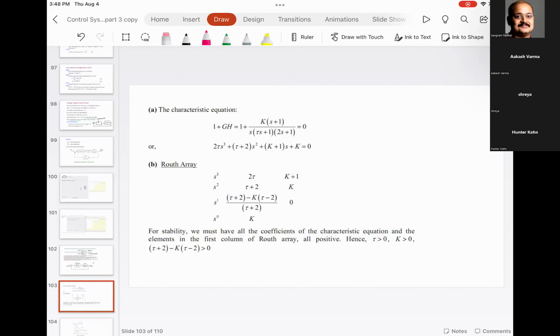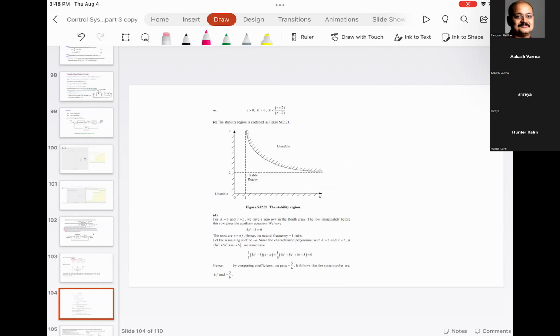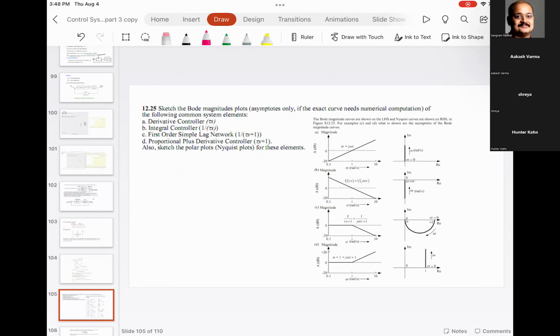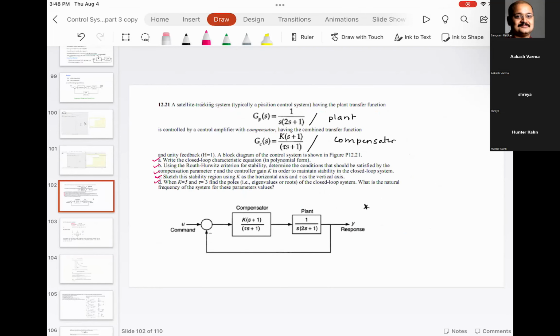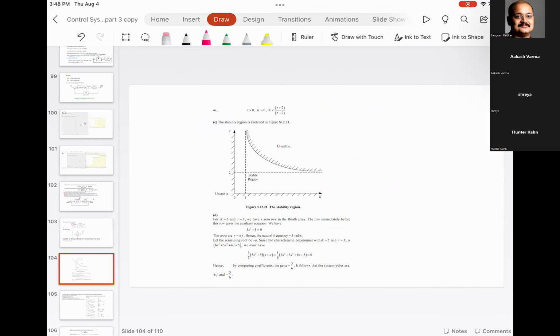So there are different ways of doing this. Either you can work out the math, write the characteristic equation 1 plus GH, construct the Routh array, and find the stability, or you can construct this region and look at the values. The second problem, I would encourage you to just take a look at it. This problem can completely be solved using MATLAB. You would go to MATLAB, create this plant, create this compensator function, and then run this whole system through MATLAB. So this entire problem, which is hand solved using hand calculations here, can be solved using MATLAB.